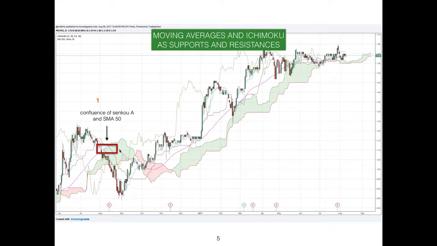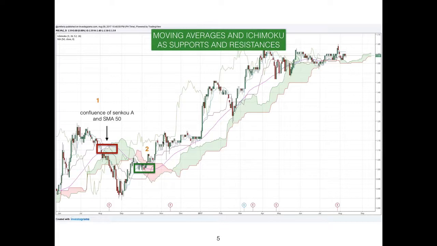So at this same level, in box number 2, buyers will try to break this area as resistance. This will be a strong resistance because there's also a confluence at this area. This price level occurred as prices consolidate sideways, and the SMA 50, the Tenkan-sen, the Kijun-sen, and the Senkou A tend to have the same values.